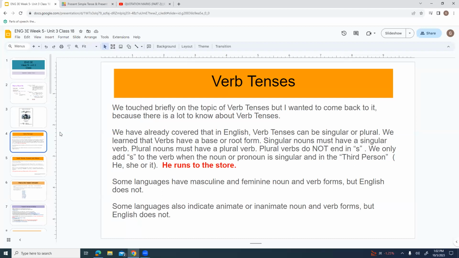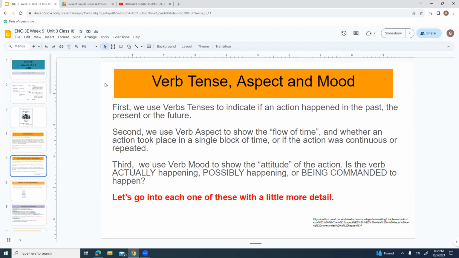So for example, he runs to the store. Some languages have a masculine and feminine noun and verb forms, but English does not. Some languages also indicate animate or inanimate noun and verb forms, but English does not have that either. So verb tense, and then there's aspect, and then there's mood.